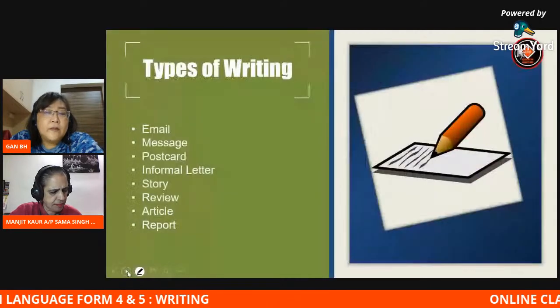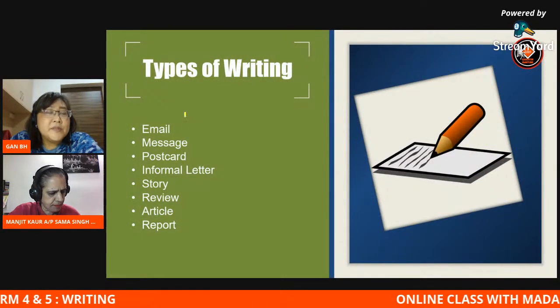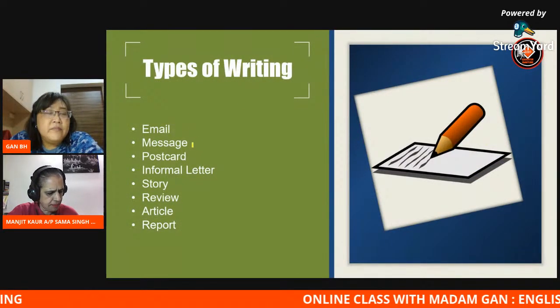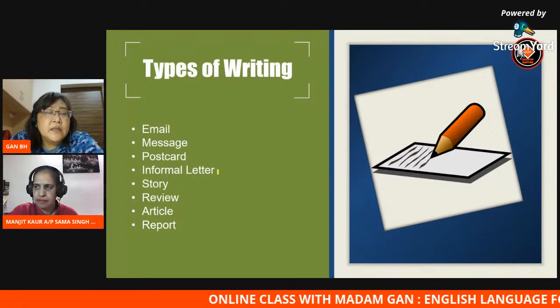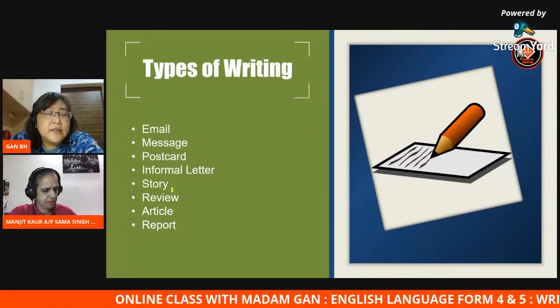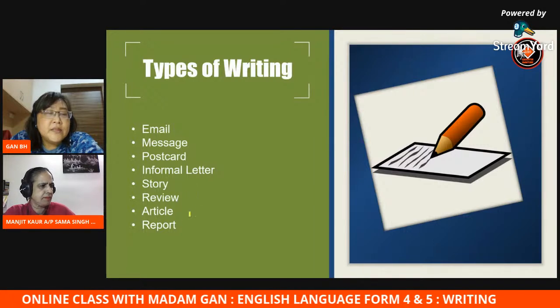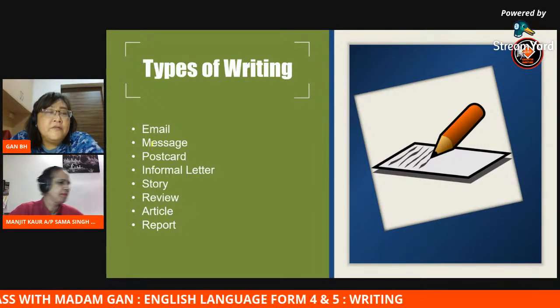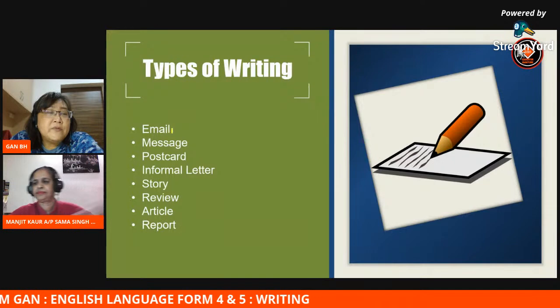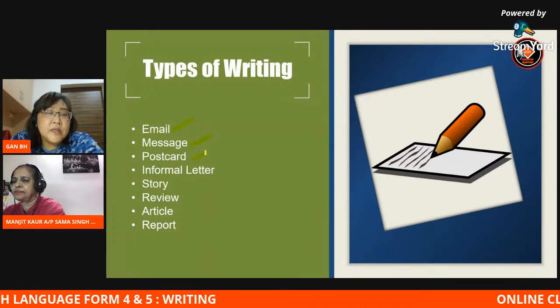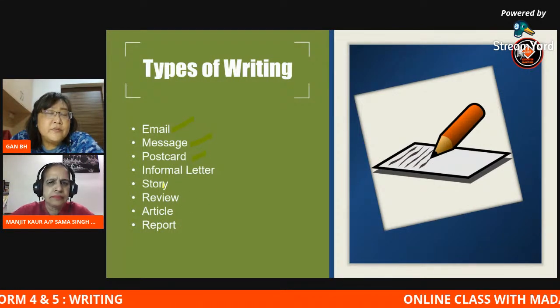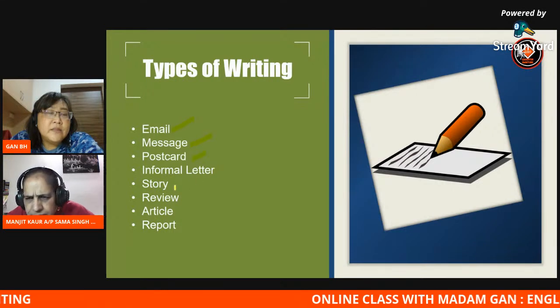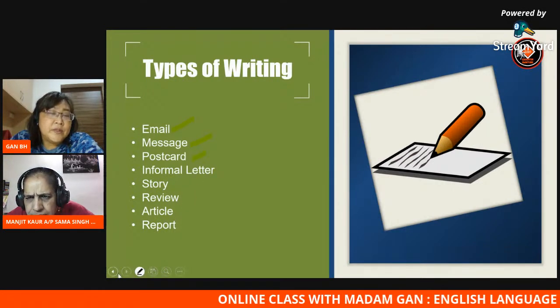Okay. So here I repeat the types. We have email, we have message, we have postcard, we have informal letter or letter, we have story, review, article, and report. Okay, the first part will be email, message, and postcard. But for the rest, part 2 will be informal letter, story, review, article, or report.